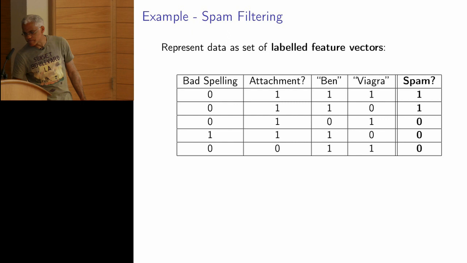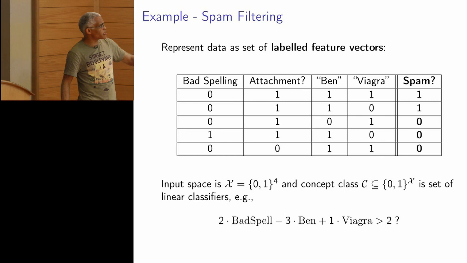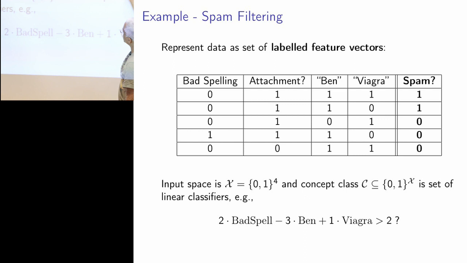So in the context of the model I was just presenting, there's an input space, which is the space of features. Here it's {0,1}^4. Every email is represented as a 4-tuple, and that's my input. Then I have to judge based on that, is it spam or not? The concept class here is part of the learning problem. I have to tell you what it is. What are the rules that I'm going to use to judge whether or not an email is spam?